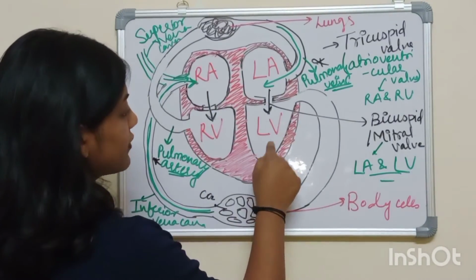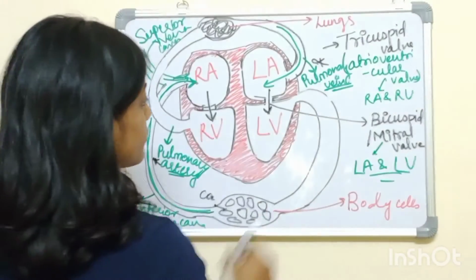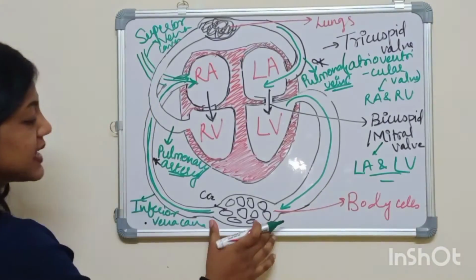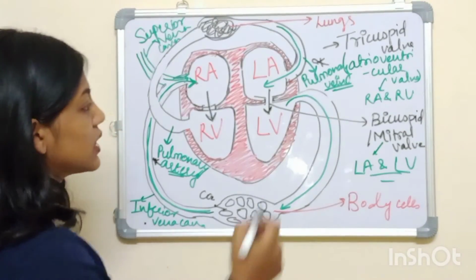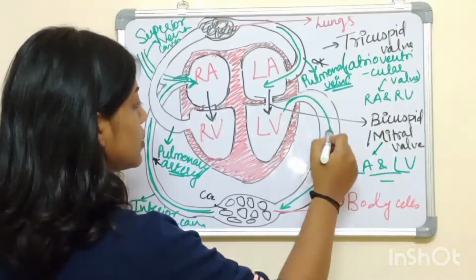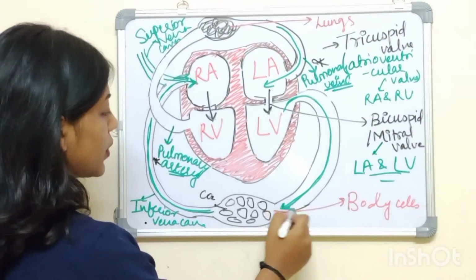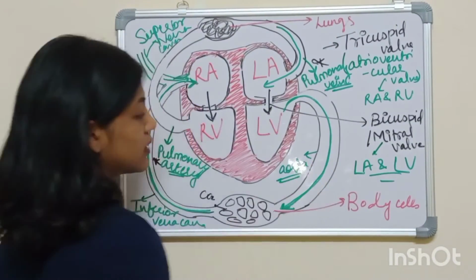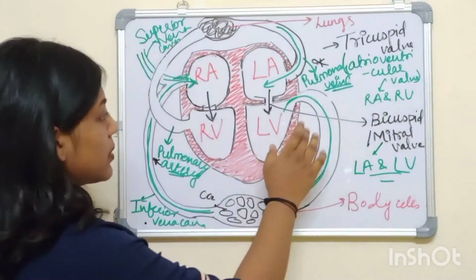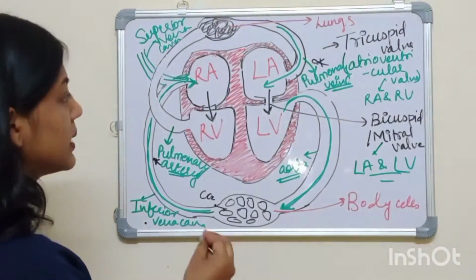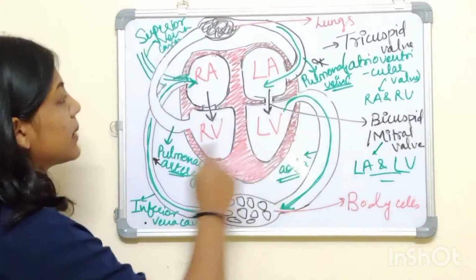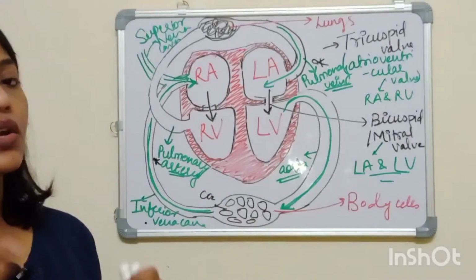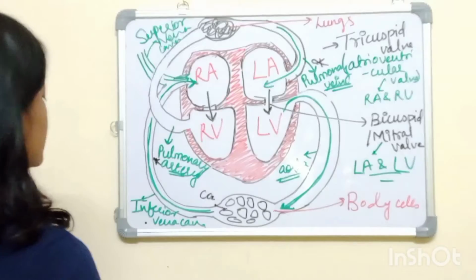Now the oxygenated blood from the left ventricle will leave the ventricle and will reach the cells. As cells need oxygen, the oxygenated blood from the left ventricle will reach the body parts. This is known as aorta. Aorta brings the oxygenated blood from the left ventricle to the body parts. So this is the complete double circulation. It is known as double circulation because the blood flows into the heart twice.